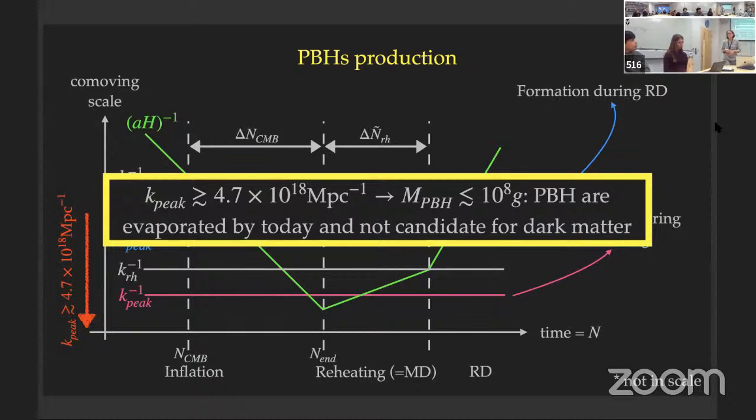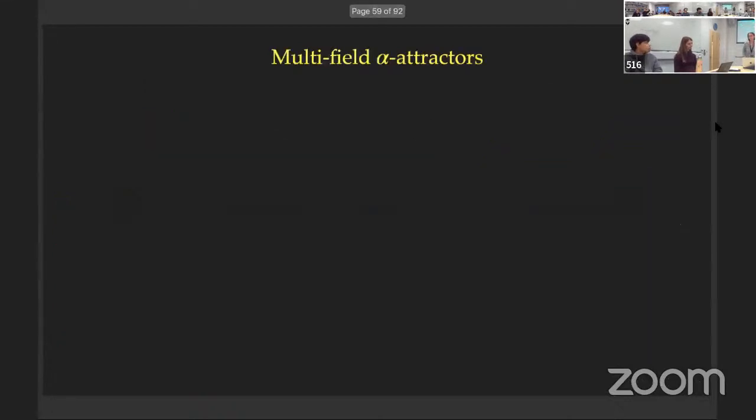We have done this, and we have considered all the possibilities, and we have found that if you want to stick with this, which puts your model not in tension with the CMB, then you will produce primordial black holes that are actually extremely light. These primordial black holes are so light that they would have evaporated by today, so they are not a candidate for dark matter. Okay, so for these models, CMB measurements really constrain your small scale phenomenology.